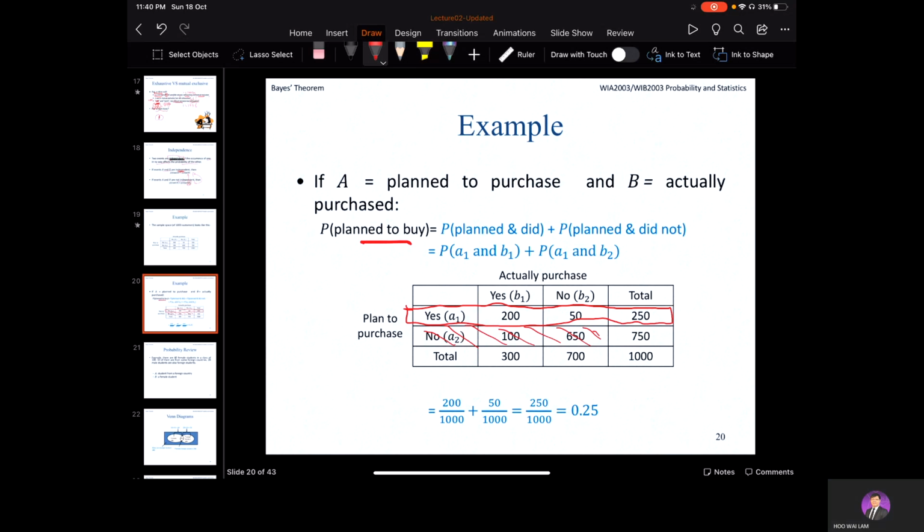So from here, probability of A1 and B1 plus probability of A1 and B2. Why are we considering A1? Because A1 resembles plan to buy. You are not calculating A2, but you take every single potential outcome of A1. So A1 and B1 happening together, you sum it up, and A1 and B2 happening together, you sum it up as well. Summing these, you get a probability of 0.25 or 25%.